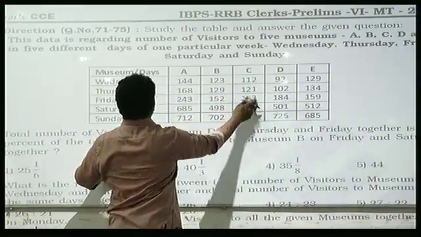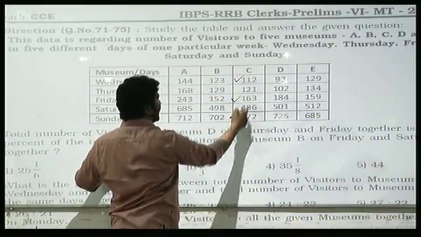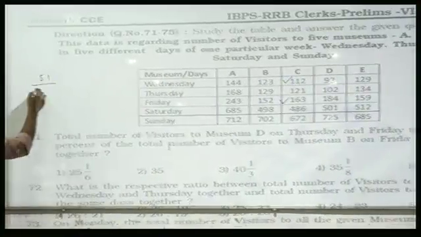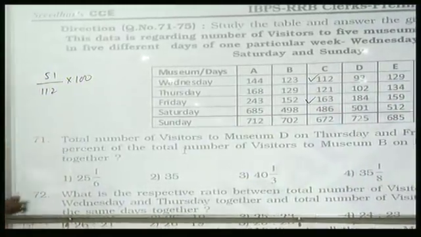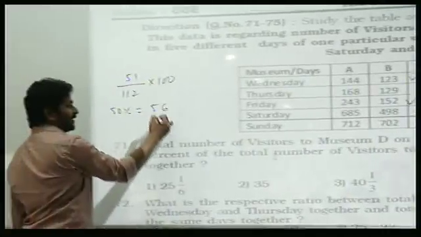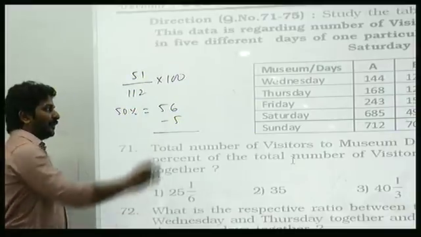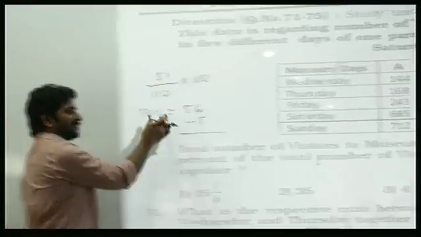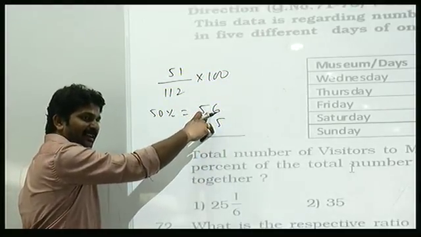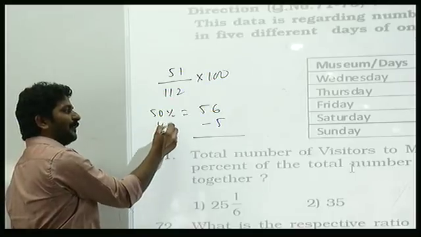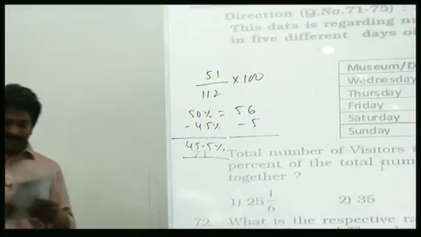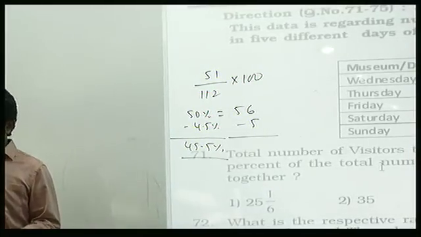Right. Next, 74. Number of visitors to Museum C increased by approximately what percent from Wednesday to Friday? This is about C. Wednesday to Friday. Wednesday we have 112 and Friday we have 168. Increased by 56. It asks about increased by what percent? So from 112 it increases by 56. What about 50% of denominator? 56. Yes or no? 56 is 50%. Then 5.6 will be 5%. This is less than that. So instead of 5% you can subtract 4.5%. So that will be 45.5%. Approximately 45%.